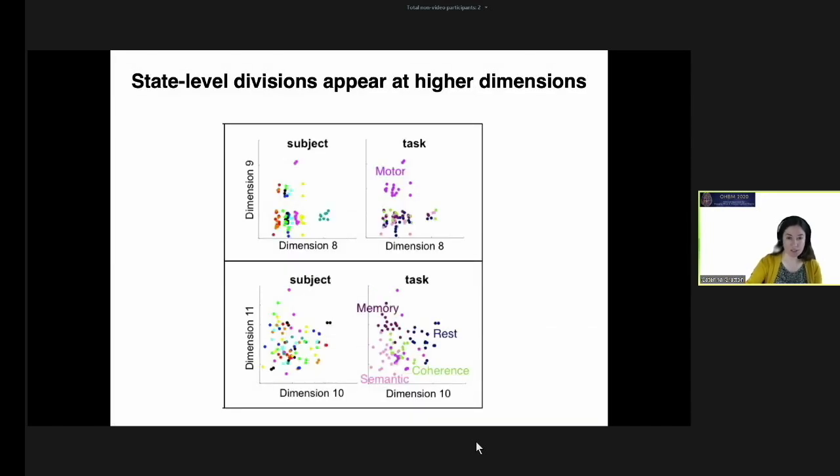And indeed, we need to go to higher dimensions, substantially higher dimensions, in order to find clustering based on task, with the motor task emerging around dimensions 8 and 9, and the other tasks separating from one another between dimensions 10 and 11.